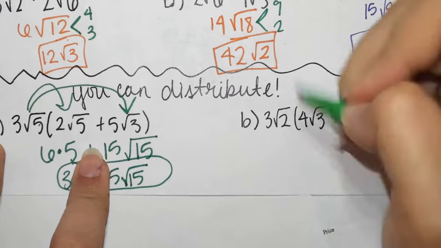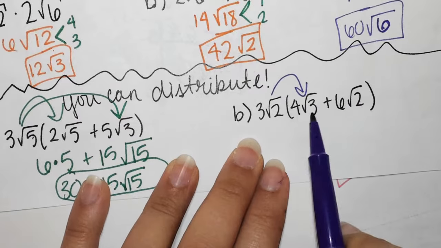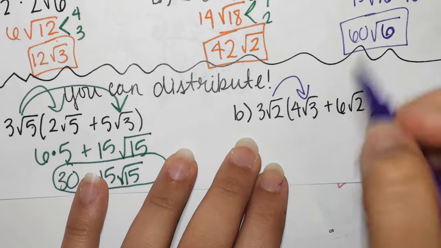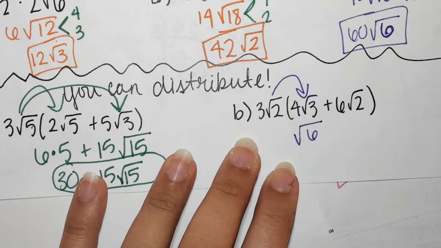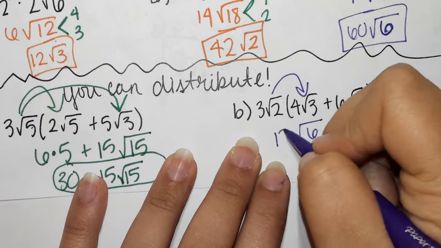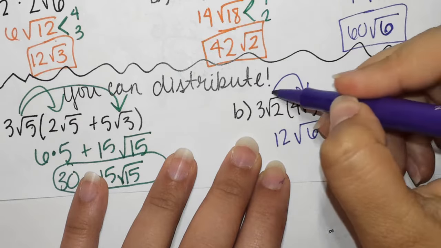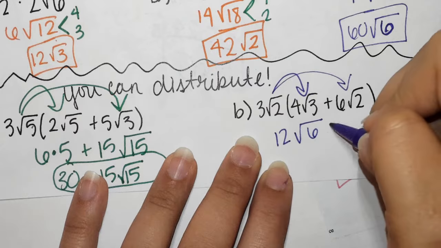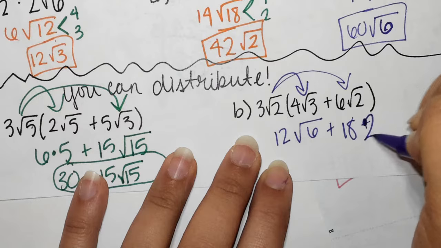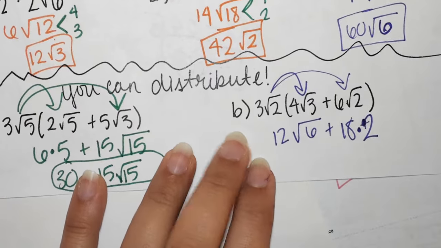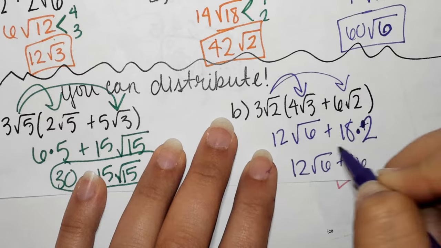Alright, so on B, we would multiply 3 root 2 times 4 root 3. So can I multiply the 2 and the 3 together? And that's going to give me root what? And what's on the outside? 12. Where did you get 12 from? Fantastic. So now I do 3 root 2 times 6 root 2. What's 3 times 6? What's root 2 times root 2? And what's 18 times 2? So it's 12 root 6 plus 36, and you're done.